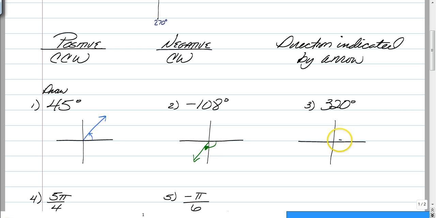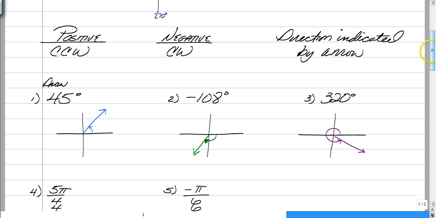320 degrees, it's positive, so we're going to start here and we're going to go to 90, 180, 270, and 40 degrees shy of 360 degrees of full rotation. So there you go. That's how you graph an angle in standard position in degrees.